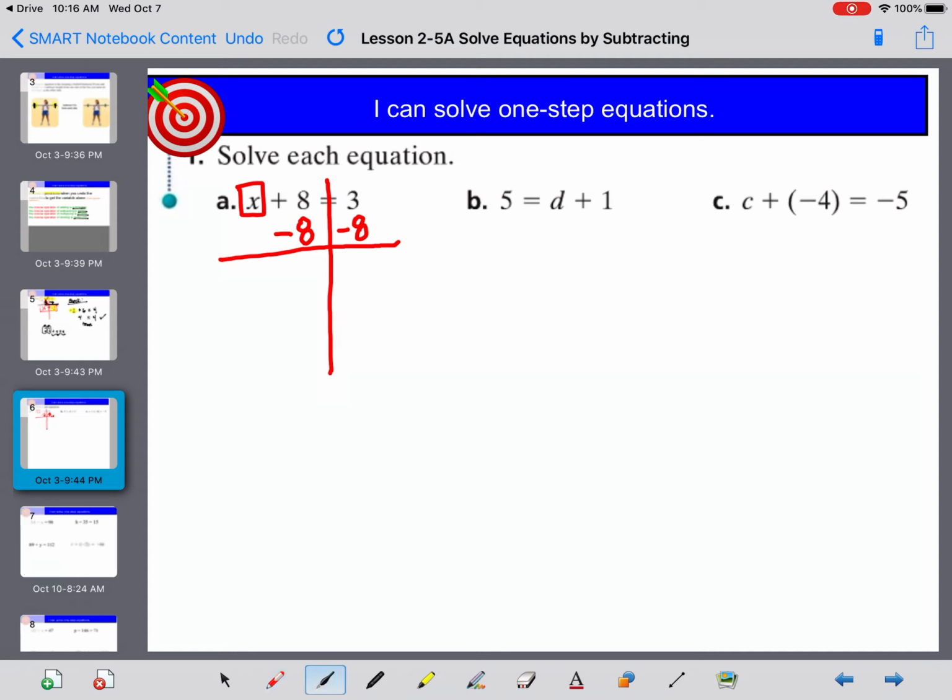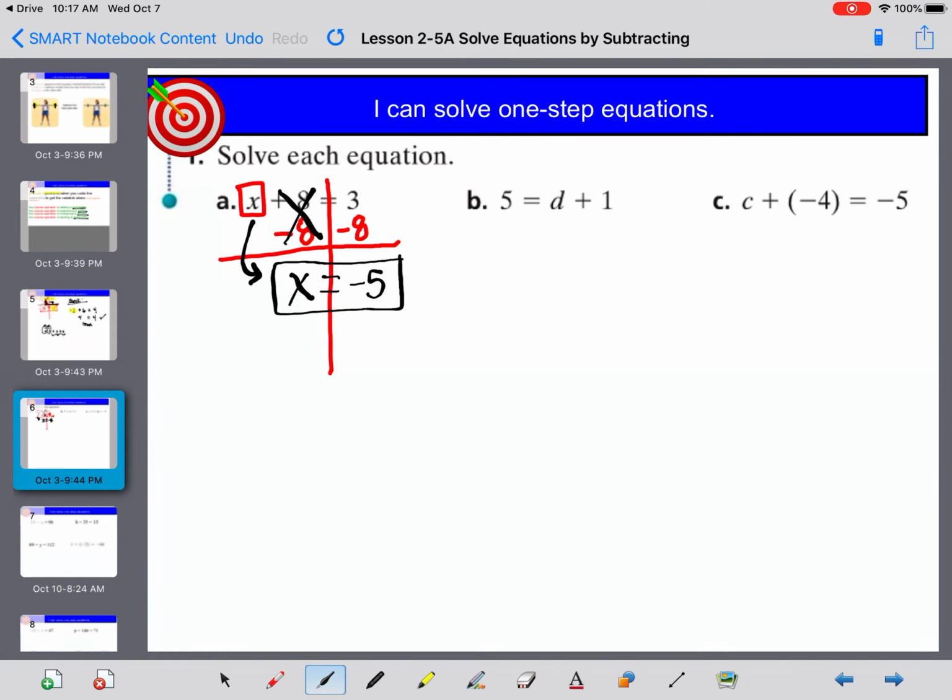Now I'm going to tell what each side equals. 8 minus 8 equals 0. Again, I'm not going to write 0. I'm just going to cross it out because it's all gone. The only thing that's remaining is my x, so I bring that down. An equal sign always goes on my dividing line, and then I write the value of the right-hand side. 3 minus 8 is -5.